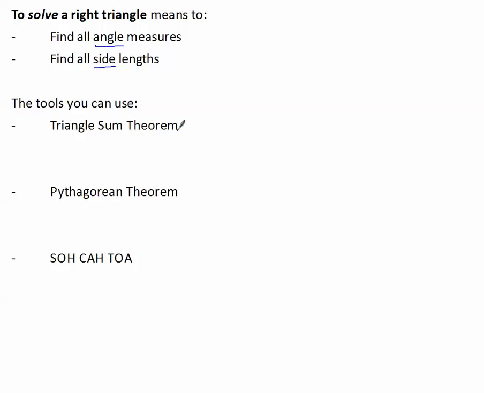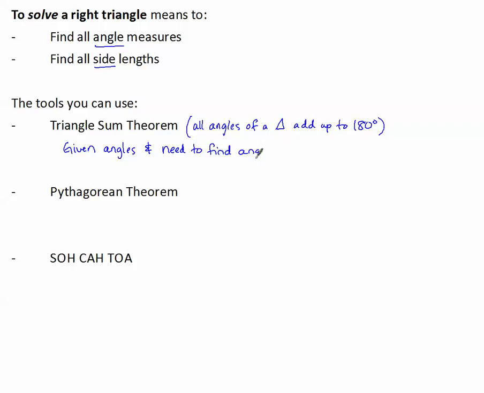Remember that the triangle sum theorem says that the angles of a triangle add up to 180 degrees. That's what it says. When do we use that? When we are given angles and need to find an angle measure.